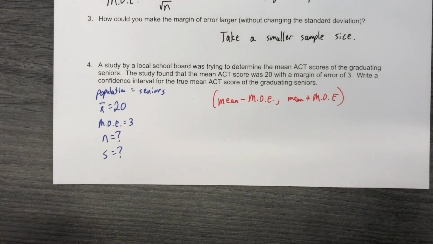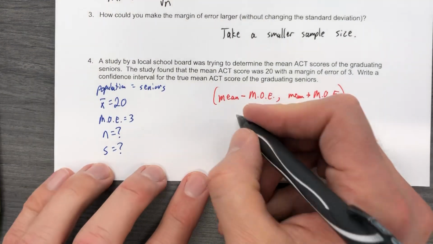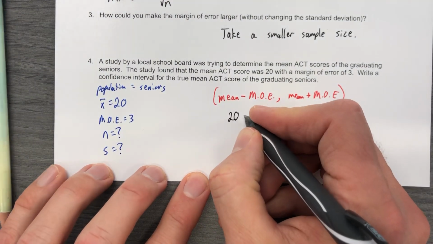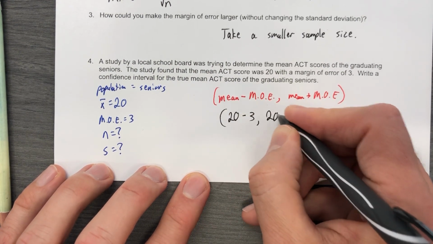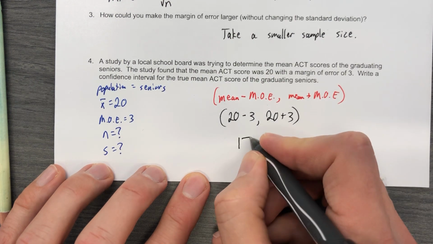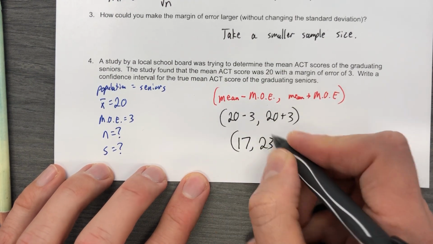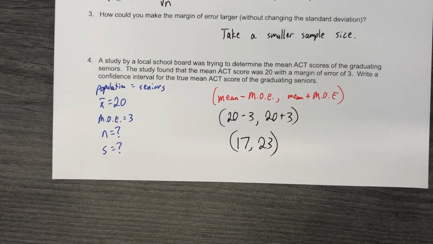So let's just do this. This is going to be super fast. The mean is 20, and my margin of error is 3. The mean is 20, and my margin of error is 3. So we're at 17 to 23. So I am 95% confident.